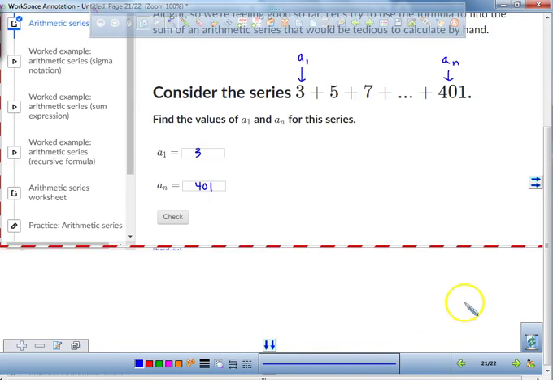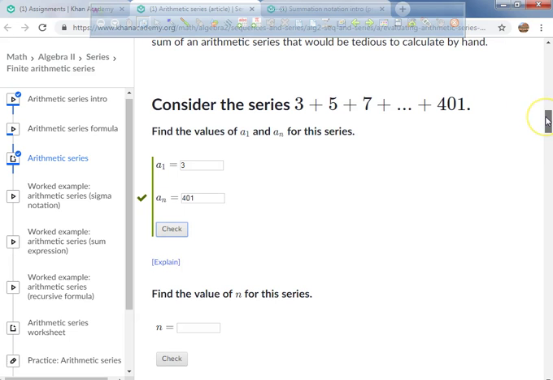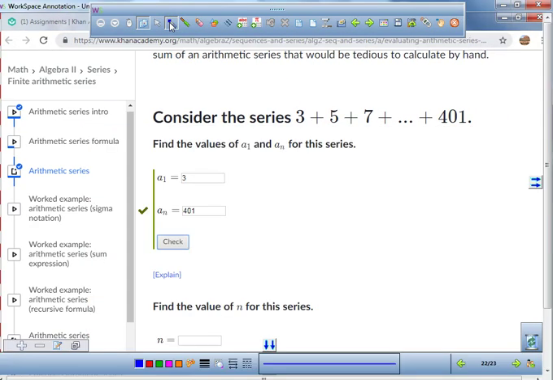The tricky part is knowing what N is. So we're going to figure that out next. Let me type these in, and we'll figure out how to solve for N. So first value is 3. Our last value is 401. See, that's good. So far, so good. Now, how do we find the value for N? Let me tell you guys.